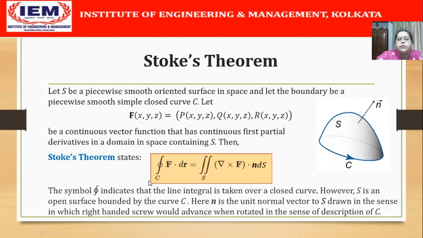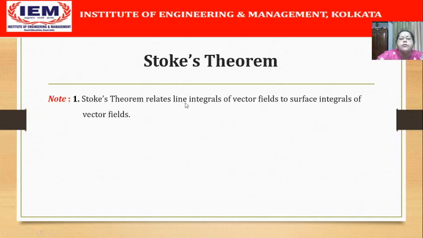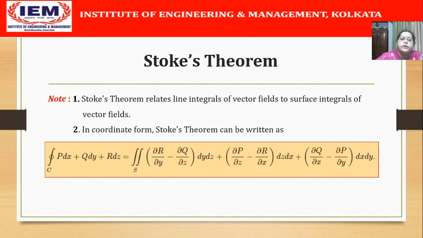Here, this notation of course tells us that the line integral is taken over a closed curve. However, S is an open surface bounded by the closed curve C. And n is the unit normal vector to S, drawn in the sense in which a right-handed screw would advance when rotated in the sense of description of C. So let us see some important points about Stokes theorem. The first one, we have already observed that Stokes theorem relates line integrals of vector fields to surface integrals of vector fields. Next, let us see Stokes theorem in coordinate form.